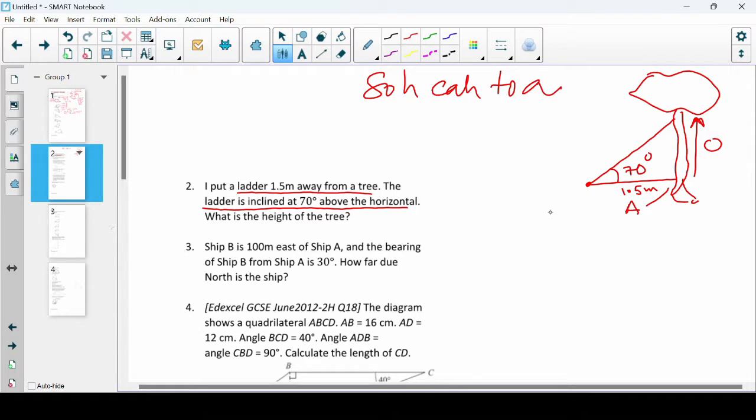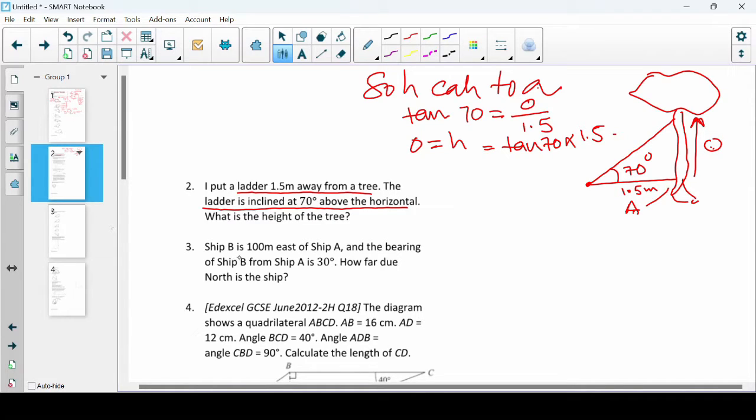SOHCAHTOA, you should see opposite and adjacent are used. So O and A are used, and O and A is this one. So you will simply use tangent 70 is equal to opposite over 1.5. So this height, or O, is equal to the height, and that is equal to tangent 70 times 1.5. So this should give you the height of the tree.